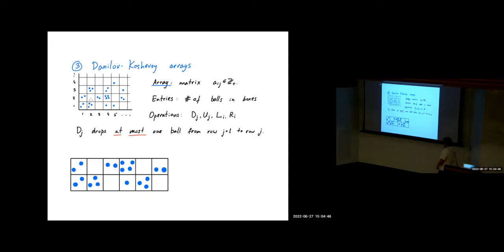I'll define 4 kinds of operations. The horizontal ones, d_j and u_j, which will move at most one ball down or up. From the row j plus 1, d_j moves at most one ball to row j. So they are local in this sense: they affect only 2 neighboring rows. And u_j will do the opposite. And l_i and r_i will do the same with columns. The rule to define which ball is being moved is quite complicated, so let me tell you now how to determine this.